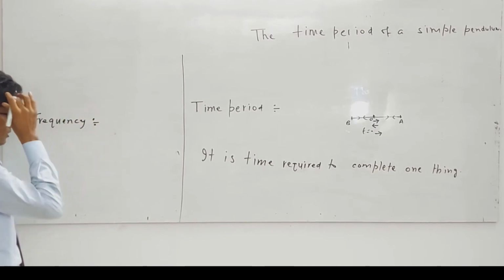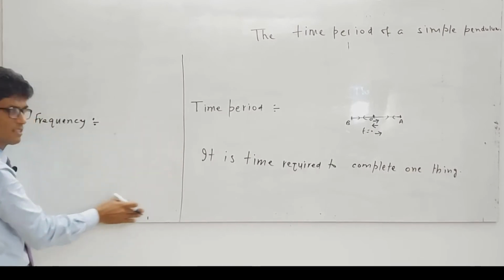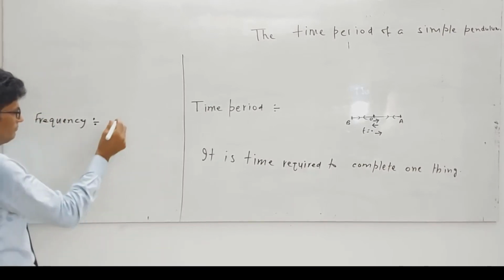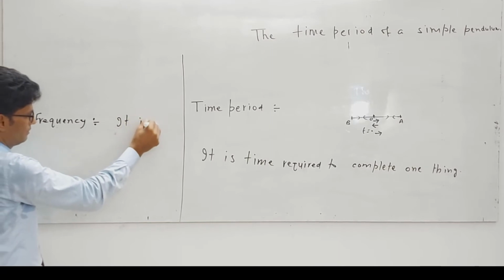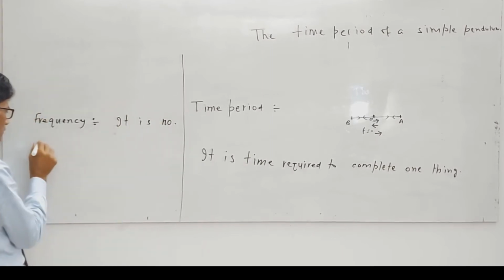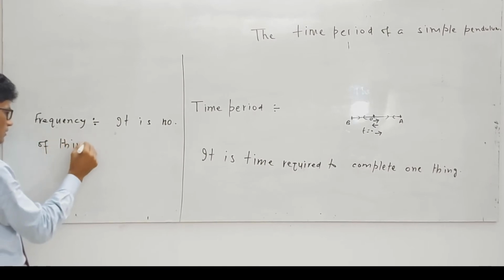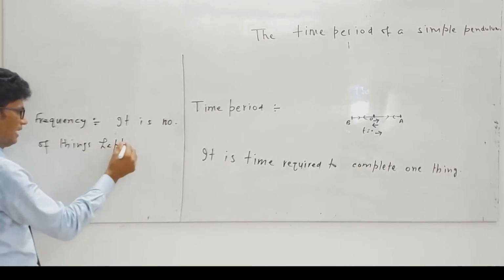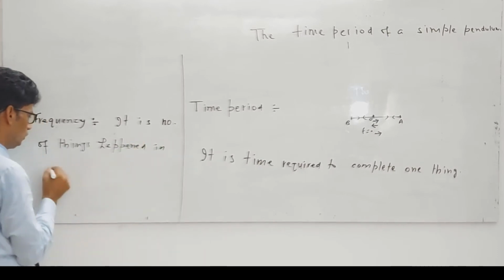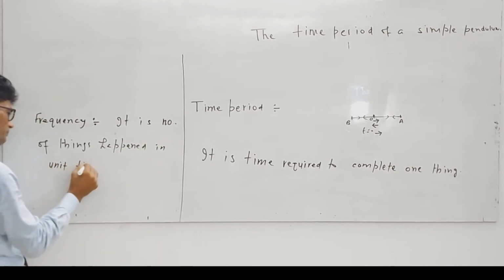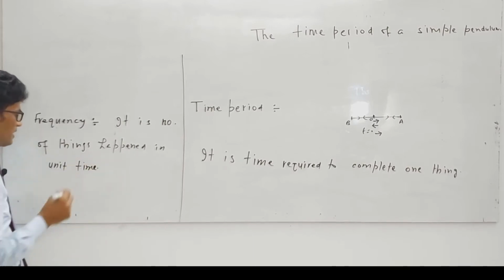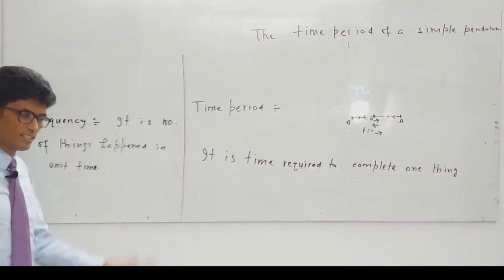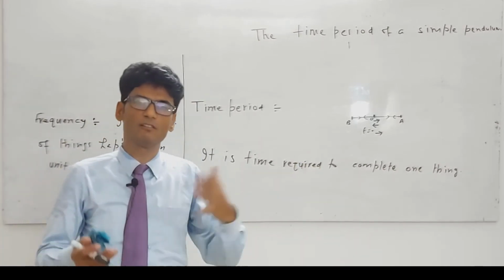Okay. So again, the extensive, exhaustive definition of frequency is the number of things that happen in unit time. That's a very extensive and exhaustive definition of frequency in a unit time. So generally we understand how many things happen in 1 second. So it is called frequency.